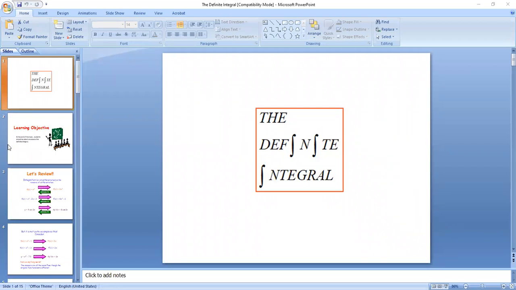So we're now on the first set of slides for integral calculus, and that's the definite integral. This will also be shared in your Canvas after the class ends.